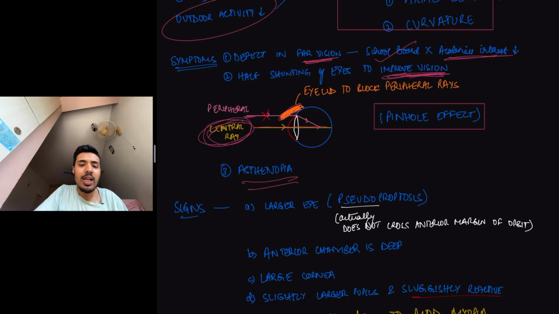And asthenopia, think about it. The child is sitting in the back bench and continuously shunting their eyes throughout the day to be able to see. So it will cause asthenopic symptoms like headache, watering, fatigue, tired eyes, etc. So these are the symptoms.